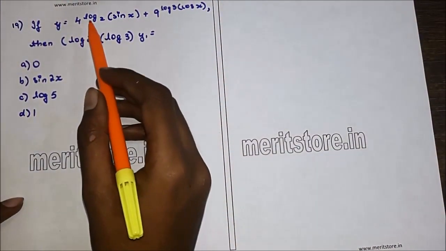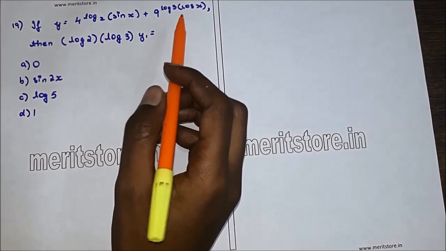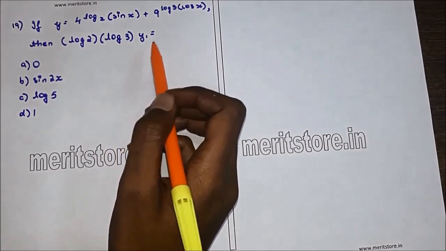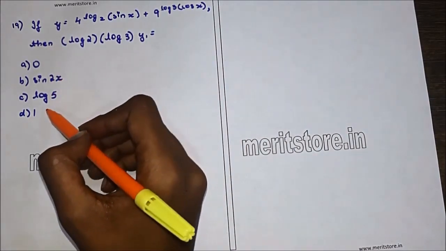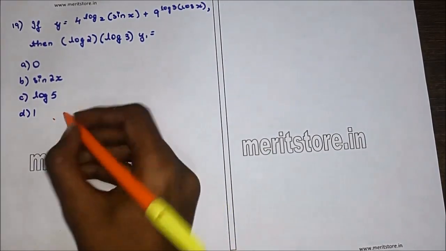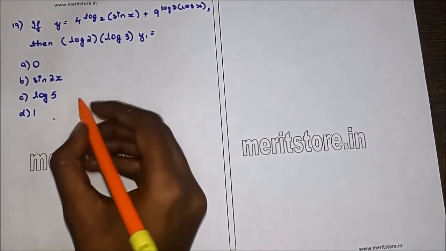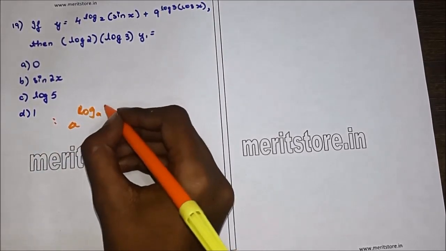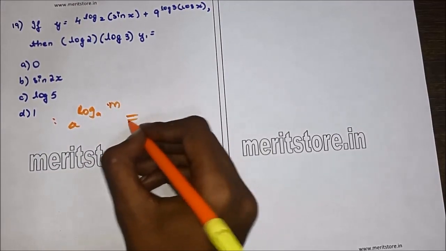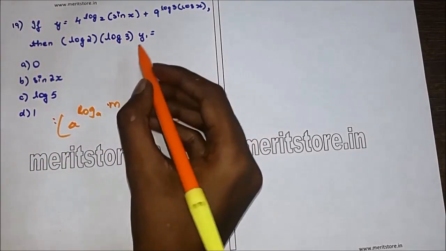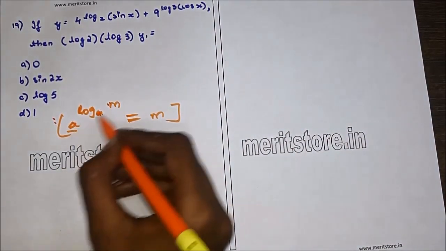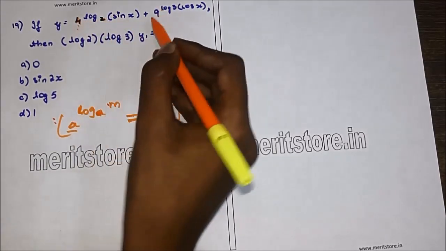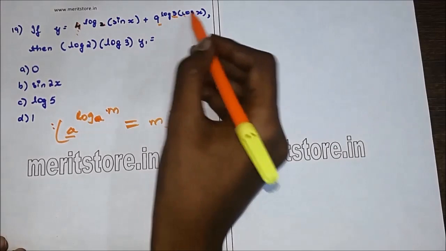If y is 4 raised to log to the base 2 sin x plus 9 raised to log to the base 3 cos x, then what is the value of log 2 into log 3 into y1? The options are 0, sin 2x, log 5 and 1. So first, by the formula of laws of logarithm, we can say a raised to log to the base a of m is the same as m. So our purpose is to make this term and the base the same. So in this case this should be 2 and this should be 2, so that we can simplify it further.